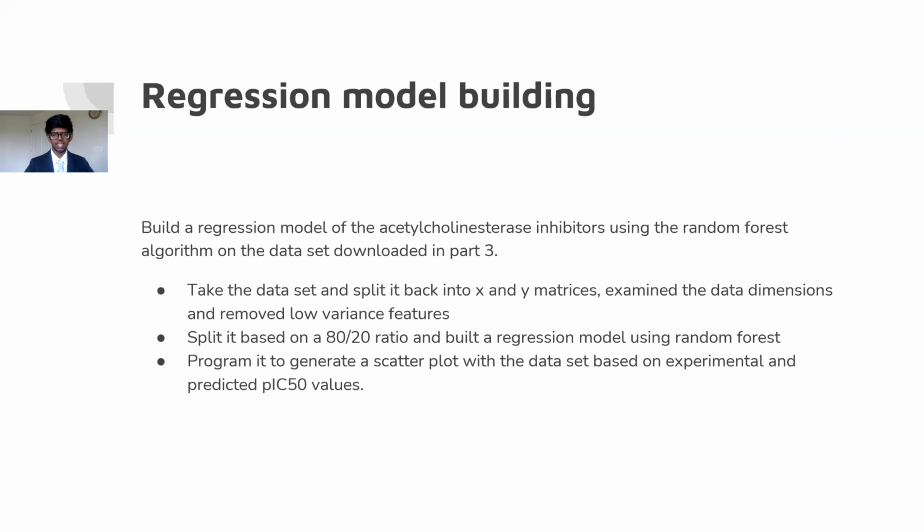I would have to take the dataset and split it back into the X and Y data matrices, and then examine the data dimensions and remove low variance features to make the dataset easier to read and understand. And then I would have to split it in an 80-20 ratio and build a regression model using random forest. Then I programmed it to generate a scatter plot of experimental and predicted pIC50 values.